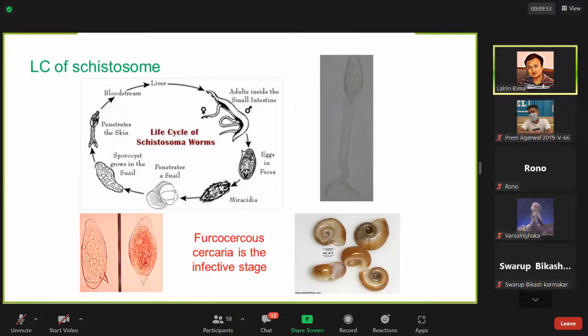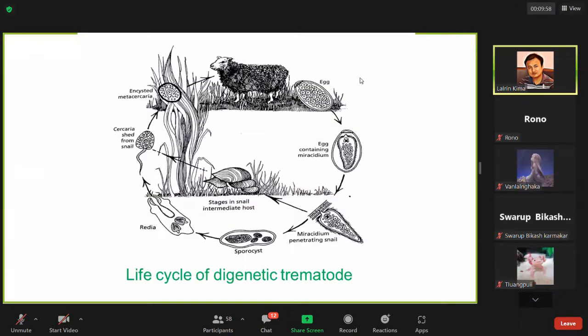One is the general life cycle, what we discussed in the previous class: the egg develops into miracidium, which enters the snail and develops into sporocyst, the sporocyst develops into redia, and redia develops into cercaria, which has a tail. The cercaria, after escaping from the snail, throws off its tail and secretes a covering, known as metacercaria, and the metacercaria is ingested by the definitive host, completing the life cycle.